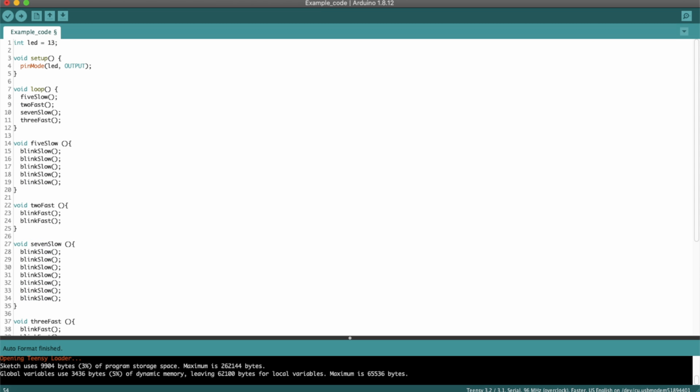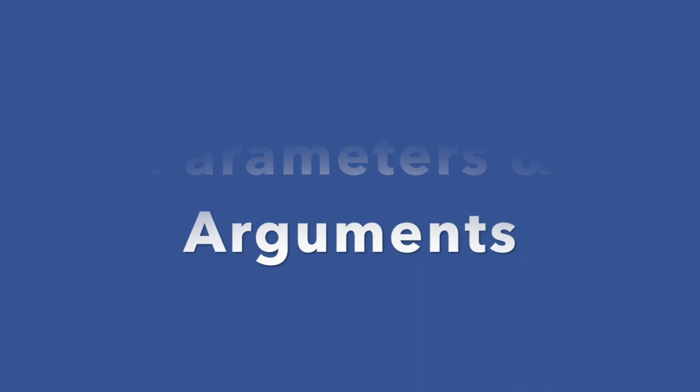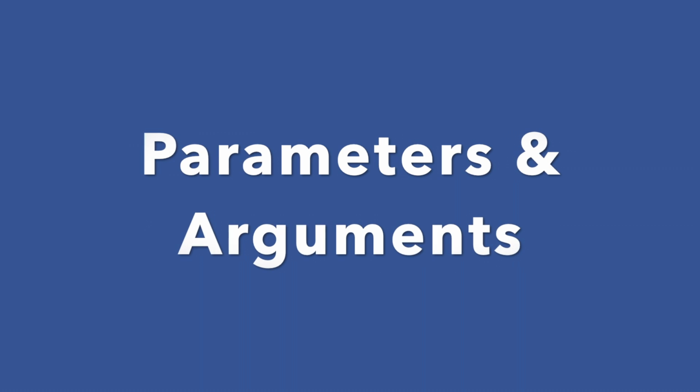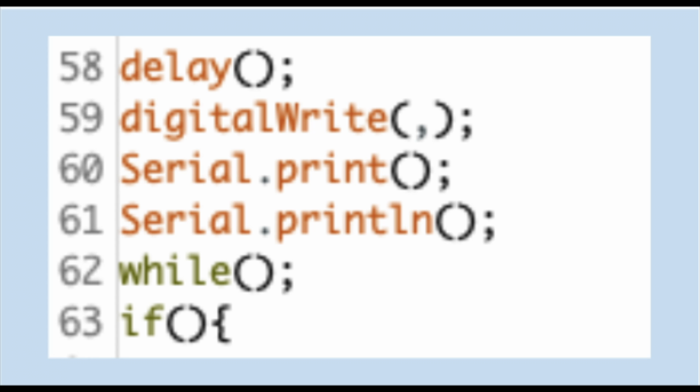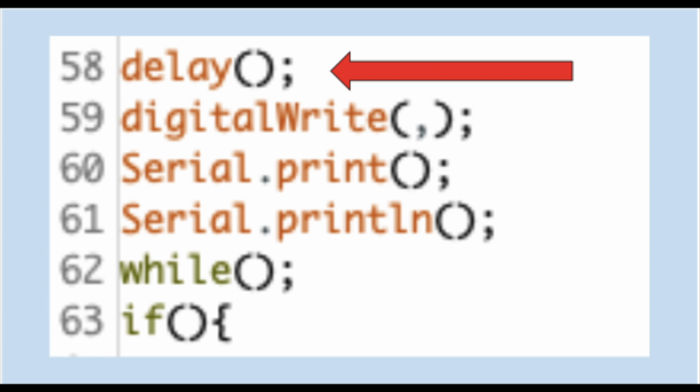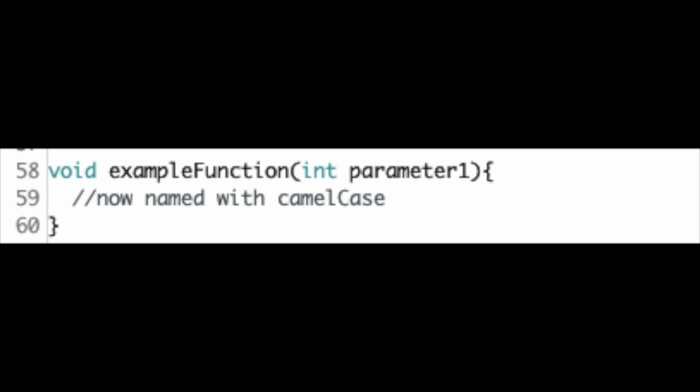Now that you know how to use functions to organize your code, it's time for you to learn to use functions to give you greater control over your code. This is the part where parameters and arguments come in. Parameters are the data requirements for the function. Many pre-written functions from Arduino have parameters as well. For example, the delay function needs data on how long to delay for. When you code your own functions, you can choose how many parameters you need and how to use them.